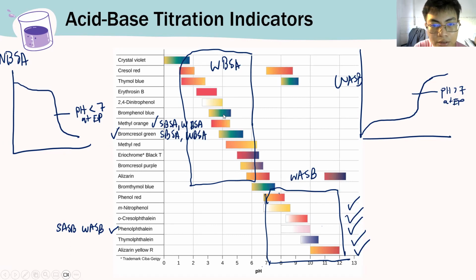na talaga color niyan. From blue, naging green, endpoint na yan. Pag nag-yellow, lagpas ka na. Yung orange, pag naging, yung yellow, pag naging orange, endpoint na yan, lagpas ka na. Yung blue, naging yellow, lagpas ka na. So, these are, yun yung selection ng indicator. Ganun.